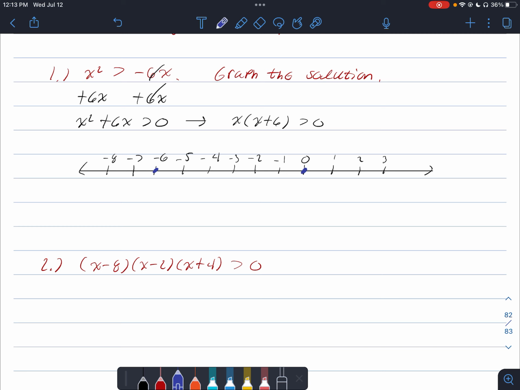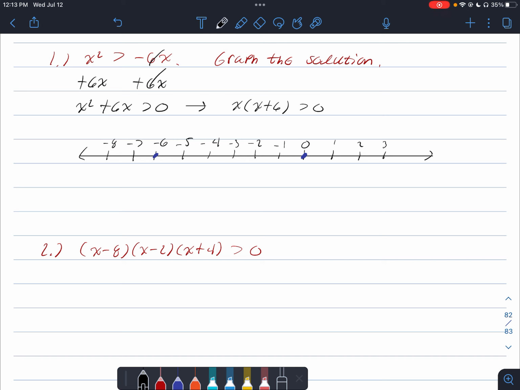So let's see what happens here. Maybe we can make a little chart. Let's list x and then x plus 6, and then the product. What's really nice here is we can pull sample values from inside each of these intervals, and it will make sense for any value inside each of these intervals.